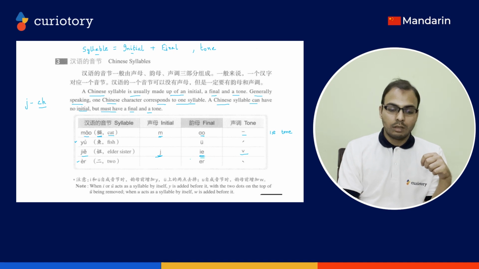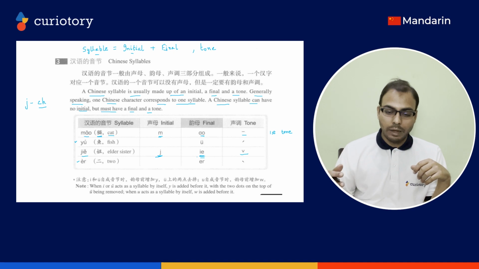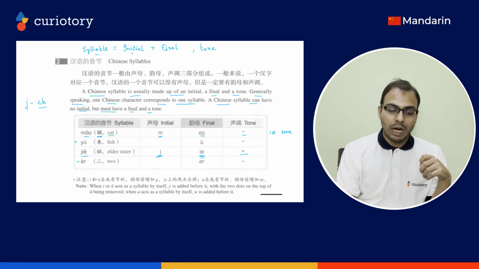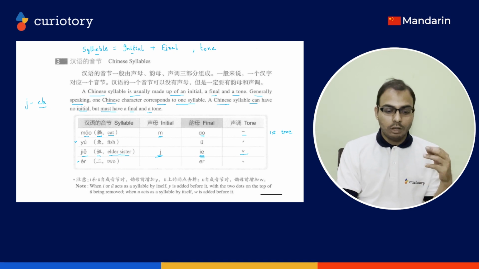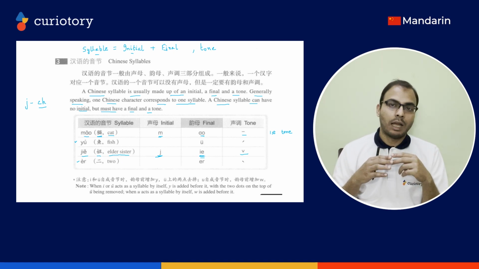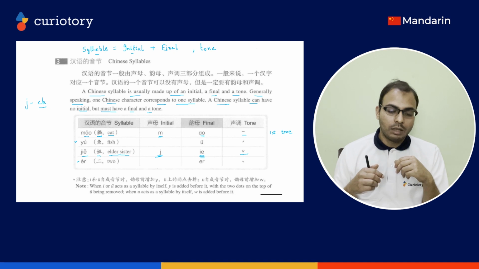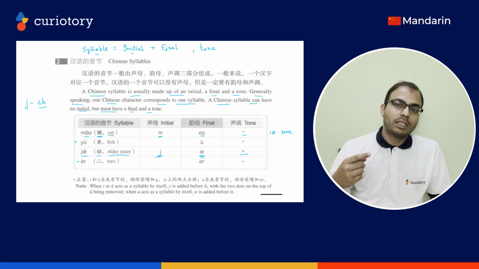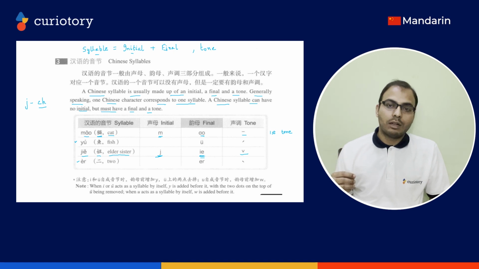If we combine the initial, the final and the tone, Chie, what does it mean? It means elder sister. And what is the character? This one. So basically you got to know that a syllable has three aspects: initial, final, and the tone. Whenever you are speaking the syllable, you have to take care of the tones.